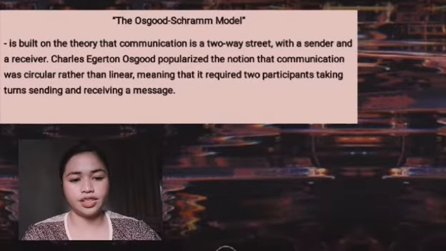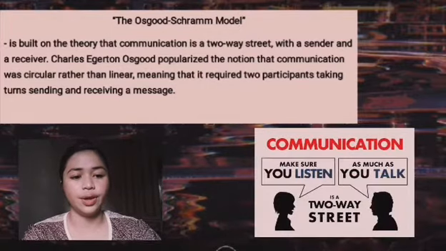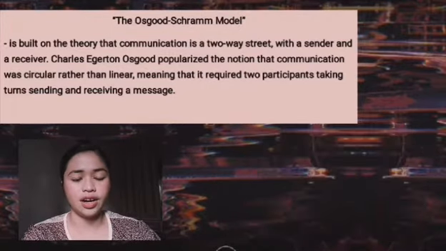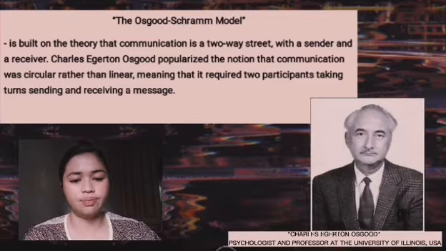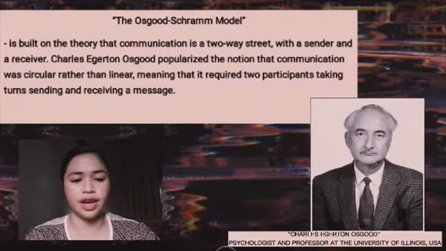Everyone! So we are here to give information about the Osgood-Schramm model of communication. The Osgood-Schramm model is built on the theory that communication is a two-way street, with a sender and a receiver. Charles Egerton Osgood popularized the notion that communication was circular rather than linear, meaning it required two participants taking turns sending and receiving a message.